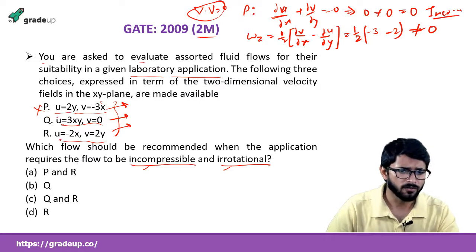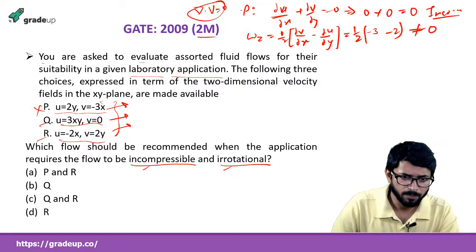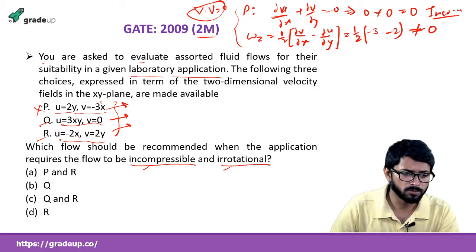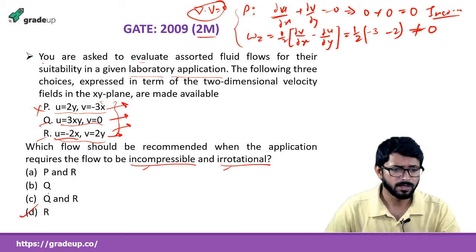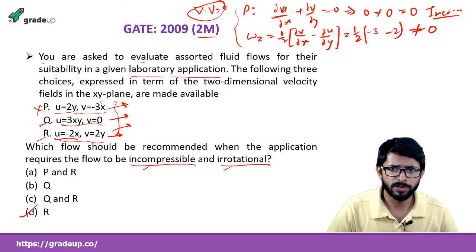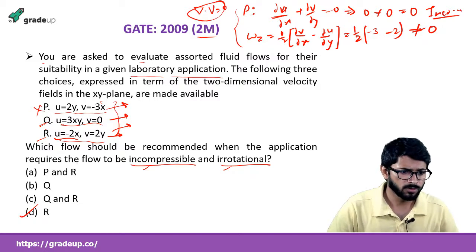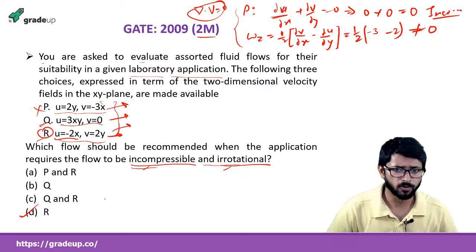So similarly, we have to find in which option both conditions are satisfied. By following the same procedure, we will get the option R: u is equal to 2 minus 2x and v is equal to 2y will satisfy both the conditions. So option R should be correct. Just try yourself to find out whether Q or R comes out to be incompressible or irrotational. You will get R as incompressible and irrotational flow.